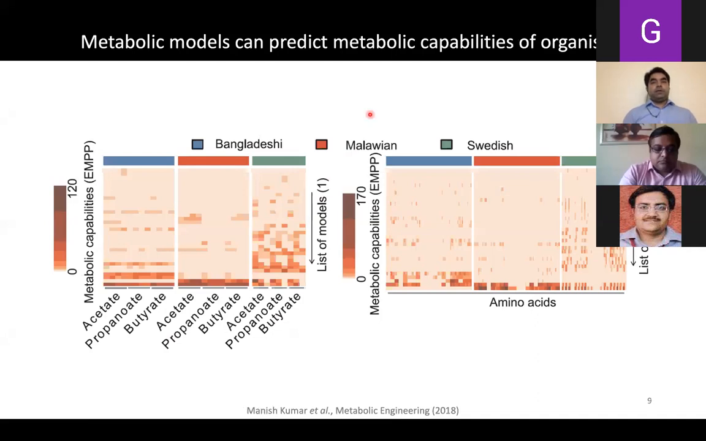Here, in this example, we predicted the metabolic capability of gut bacteria from the 3 children groups, which I mentioned before, in the form of short chain fatty acid production and amino acid production. In the results, we noticed that irrespective of health condition, the gut microbiome in Swedish children illustrated more diverse metabolic capabilities compared to the other 2 groups, which are Bangladeshi and Malawian children.